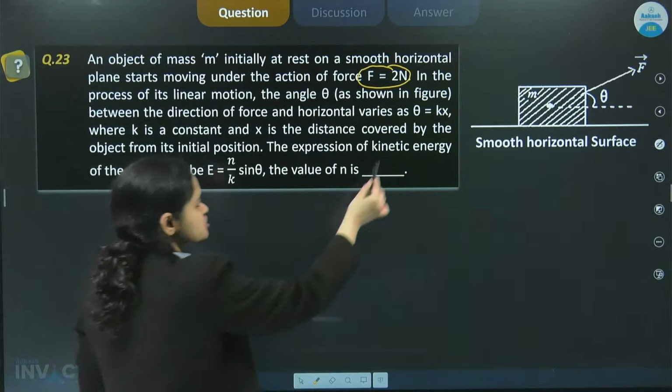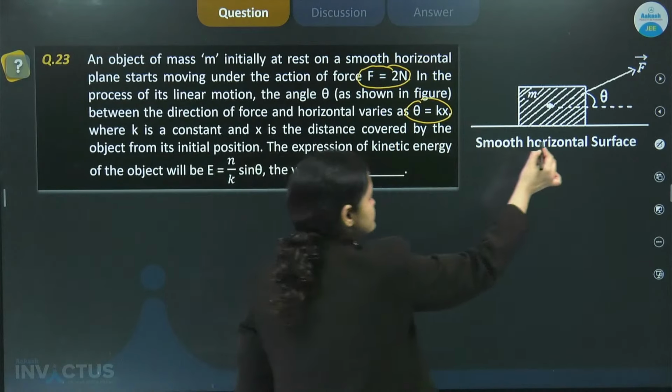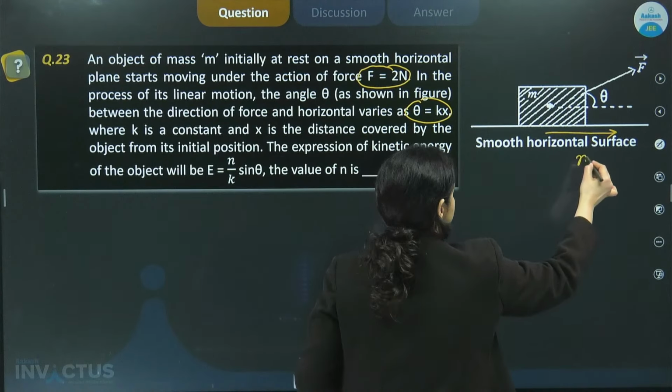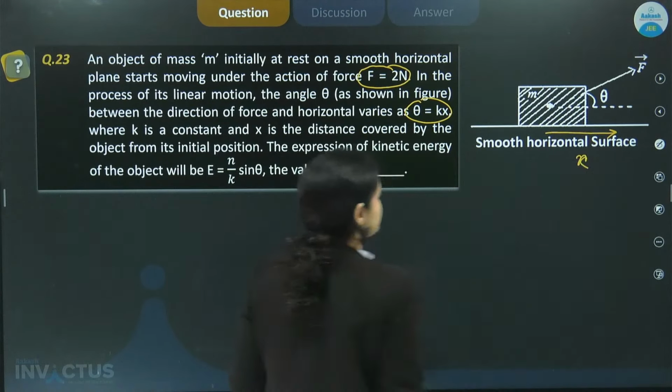So the angle is changing with X, where X is the displacement. It is the position which it changes. Now see, I have to find out the expression for kinetic energy. So I can see only one force is able to do work. So work done by external force is equal to change in kinetic energy, which is given as E, right?